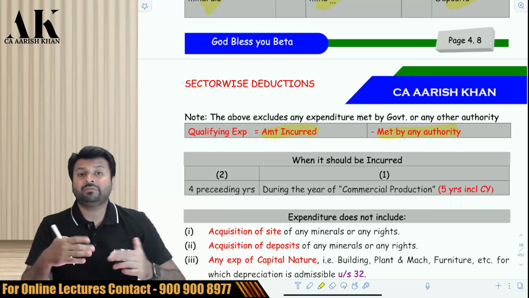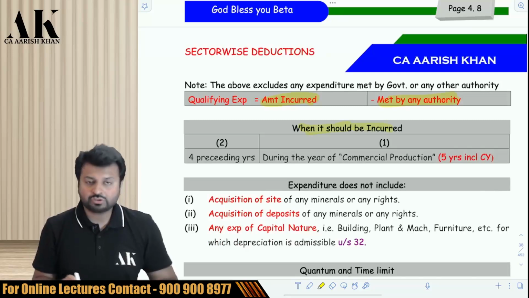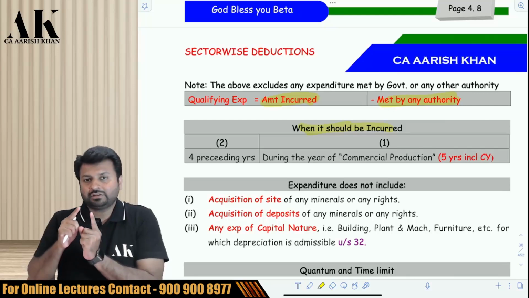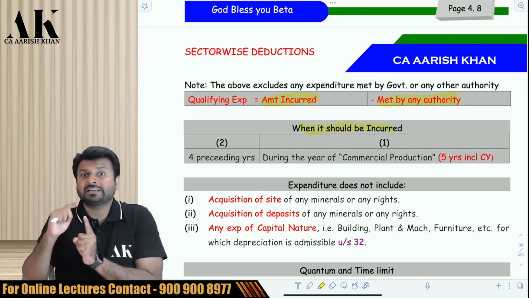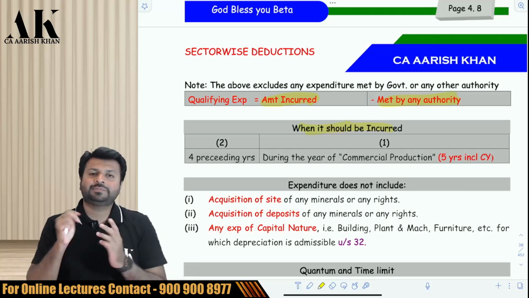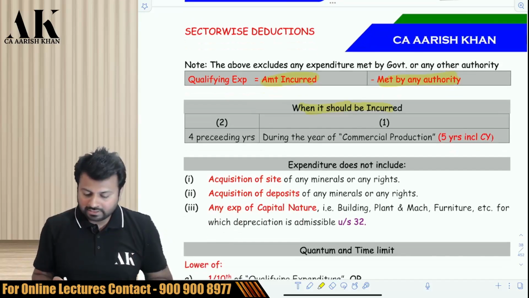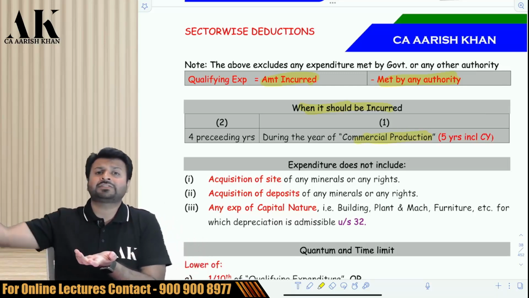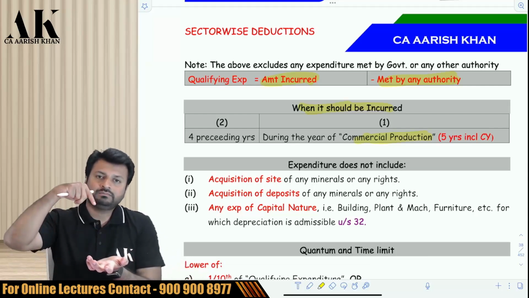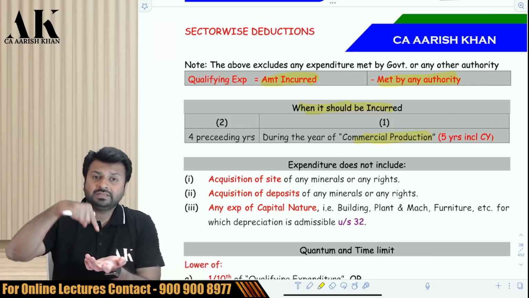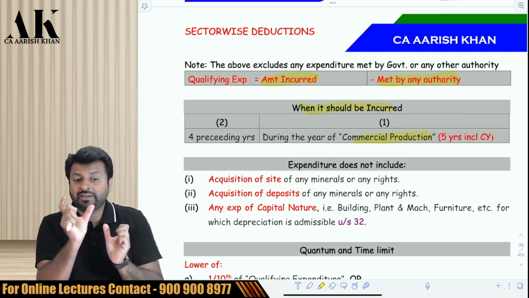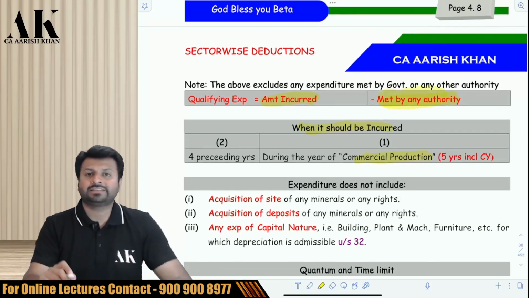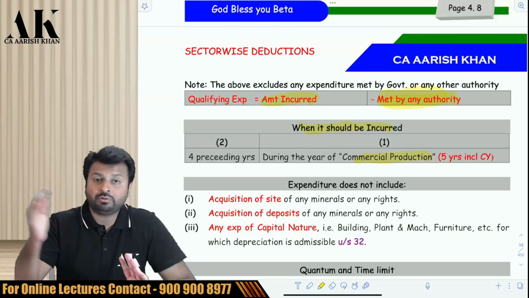Now, what is the timing? When should the expenditure have been incurred? Like in scientific research, where the expenditure should have been incurred in the last 3 years from the date of commencement. Similarly, here, the expenditure should be incurred in the year in which you start your commercial production from that mine which you are digging, and the last 4 years. So if you have started to earn some money out of that mine in the current year, then the current year and the last 4 years will be your qualifying period. So in that period, whatever expenditure is incurred minus whatever amount is met by government will be allowed as deduction to you. But how? I'll be talking about that. It is amortized over years.